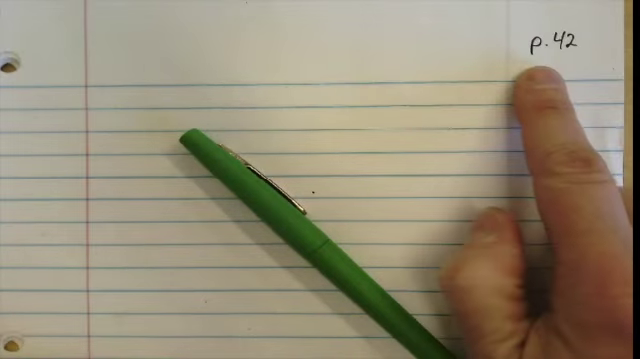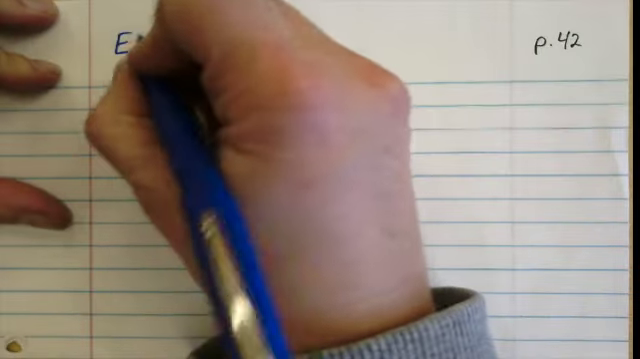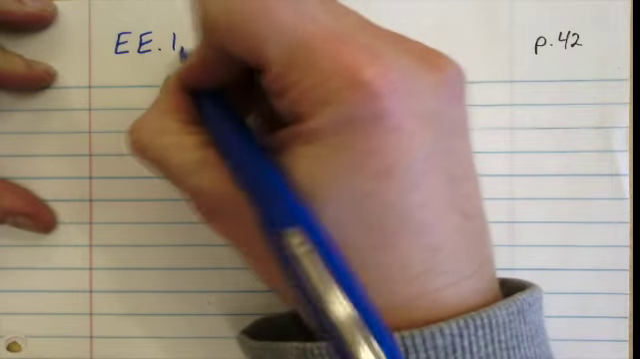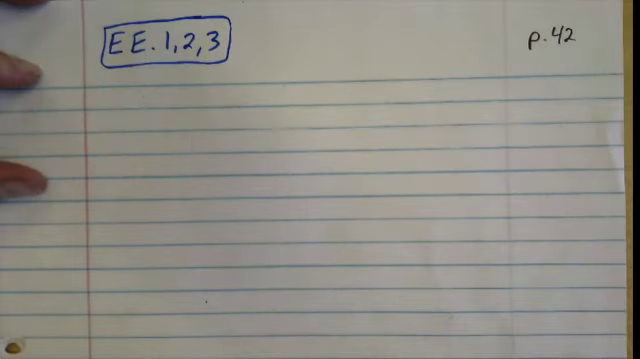This is page 42 in our notes. I'm going to be using blue and green today for my colors. This is standard EE 1, 2, and 3. This will be used on all parts of the test. So with it being on all 3 parts, it is very important.